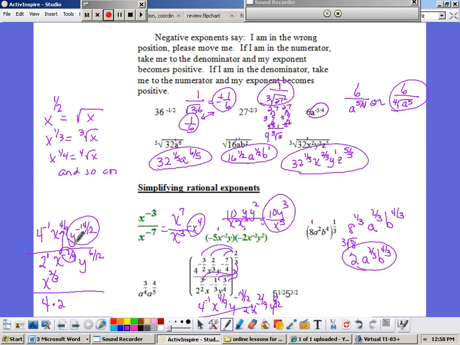Y to the negative 14/12 goes down. 6 plus 14 is 20. 20/12 is 10/6, which is 5/3. So y to the 5/3. So I have x to the 2/3 over 8 y to the 5/3.